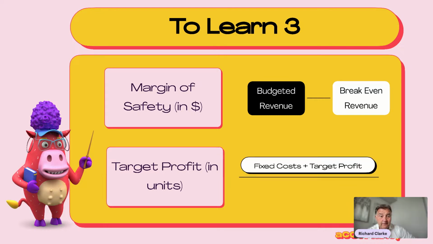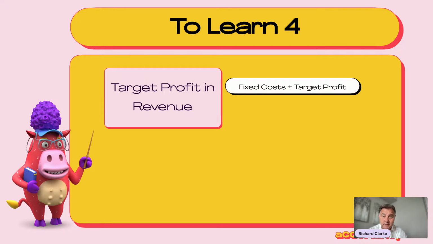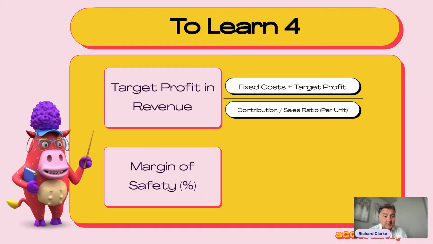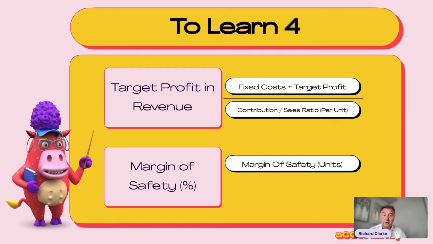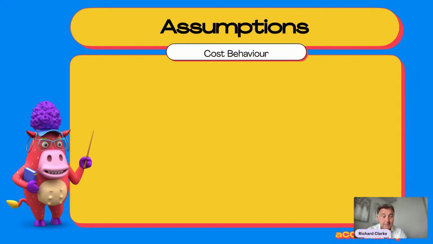Target profit in units, fixed costs plus target profit divided by contribution per unit. Learned so much in just 10 minutes. Target profit in revenue, fixed costs plus target profit divided by, can you remember? Contribution to sales ratio. Margin of safety as a percentage, what we've just learned. You work out your margin of safety in units and you divide it by something. Can you remember what? It was the budgeted units, the original budgeted sales units, and show that as a percentage. Okay, nearly there, my friends.